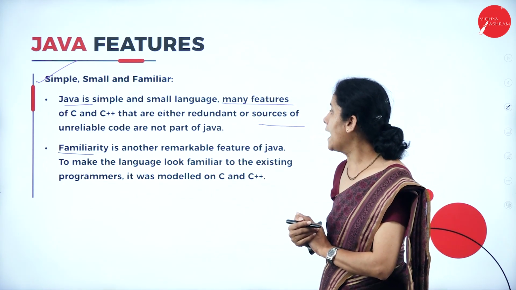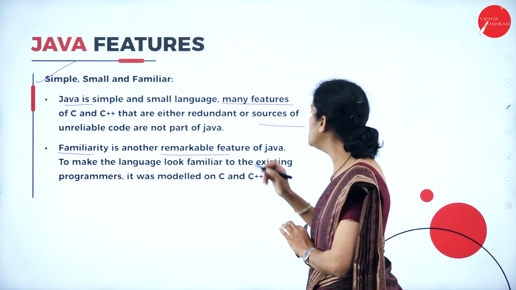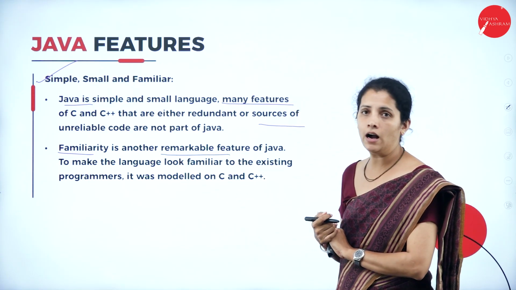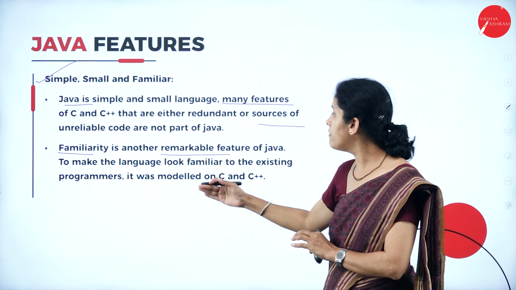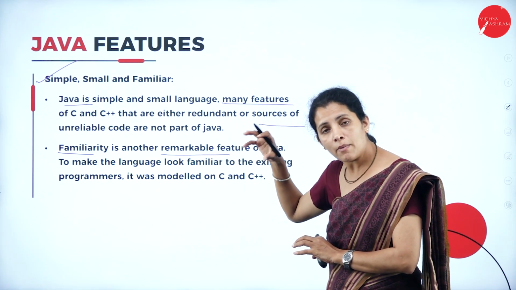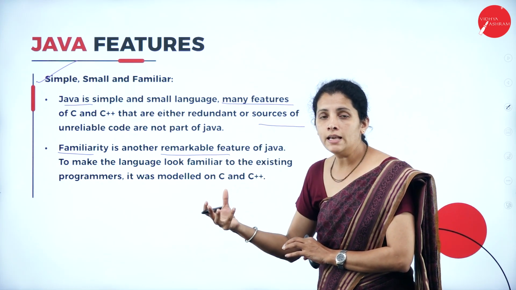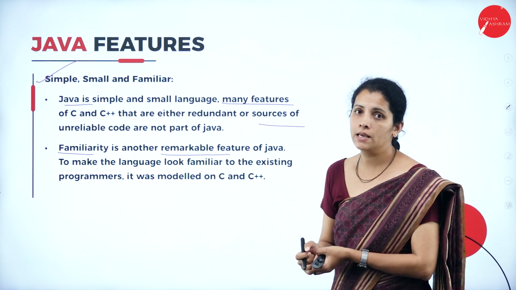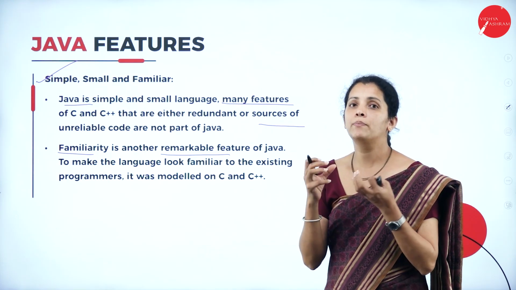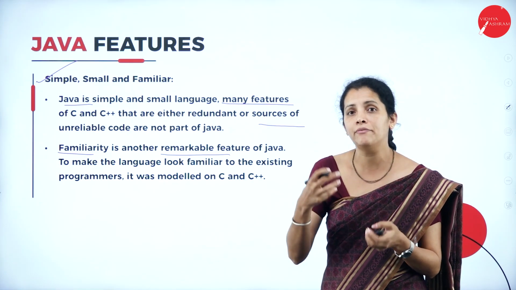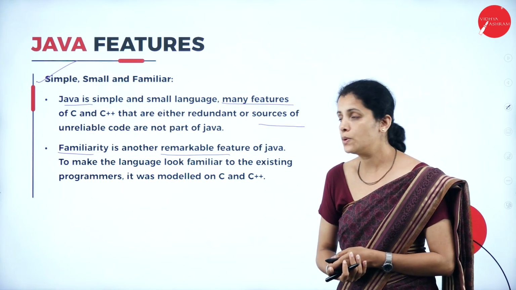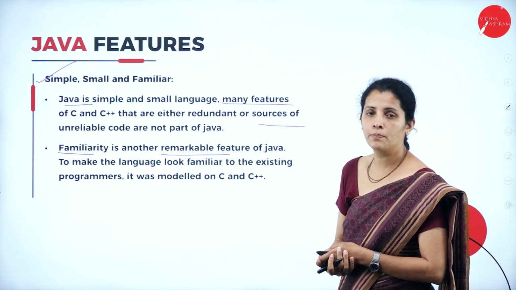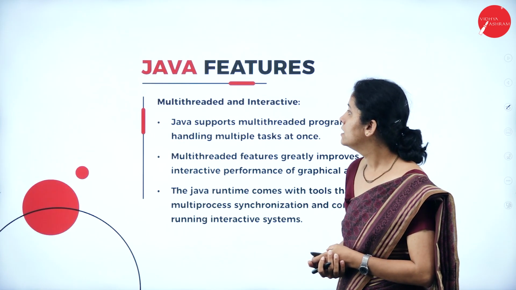Familiarity is another remarkable feature of Java. That means Java makes use of some of the familiar concepts of C as well as C++. That means Java is going to adapt the features of the C as well as C++ programming languages.